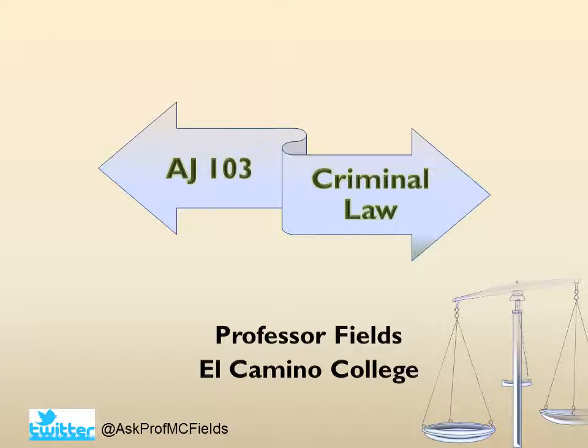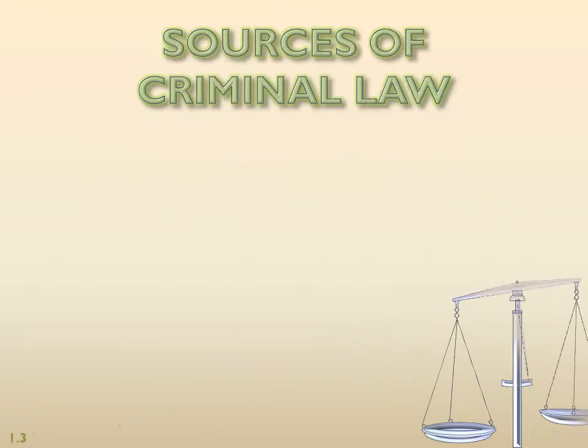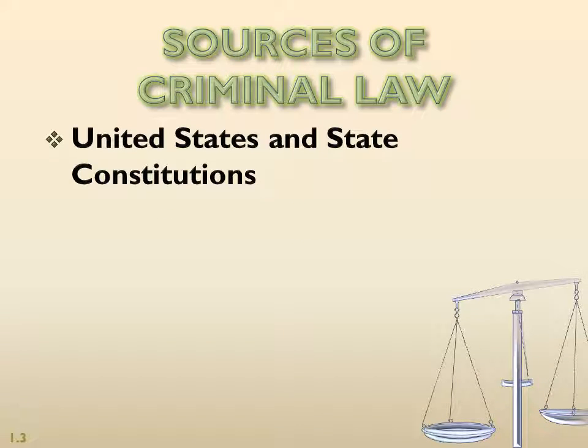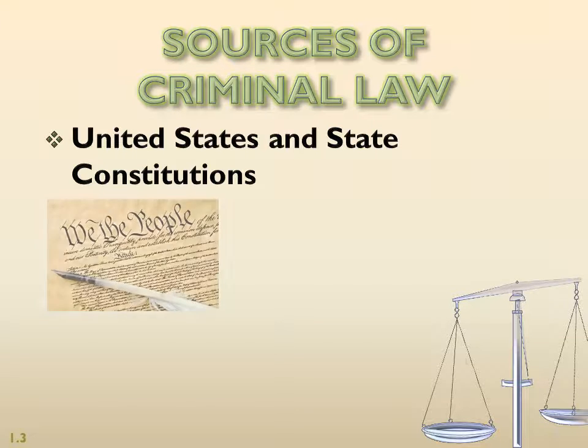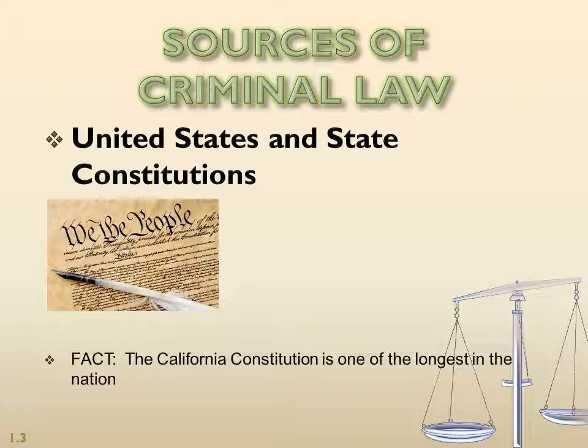All right, well, this section we're going to talk about the sources of criminal law. So the first source of criminal law is the United States Constitution. And the United States Constitution is the supreme law of the land. In other words, I can't make a local law that says, hey, I can search people's cars without a warrant, unless the Constitution authorizes it. And we'll talk about constitutional law a little bit later on.